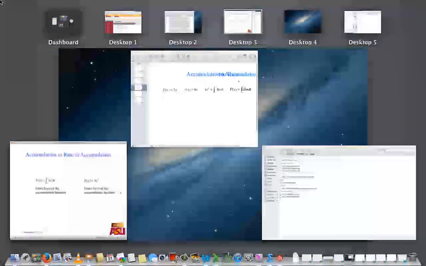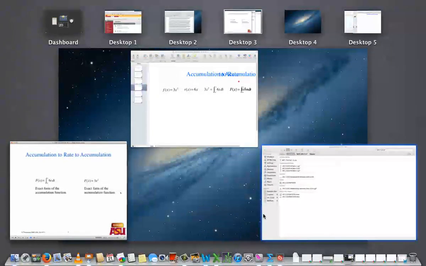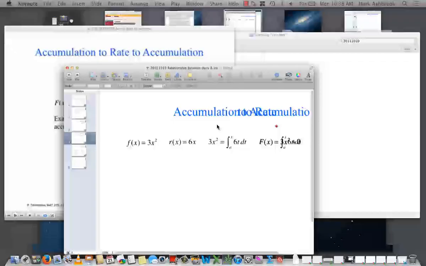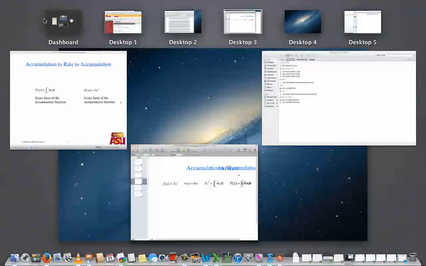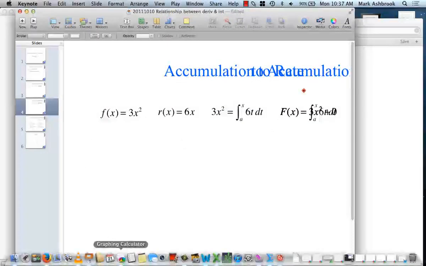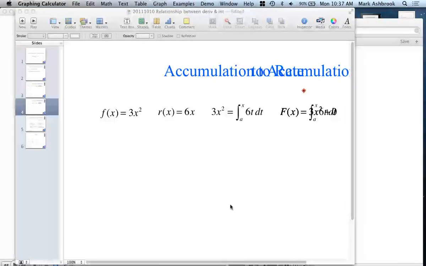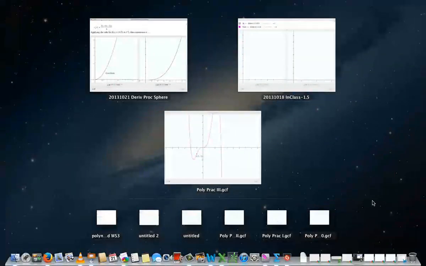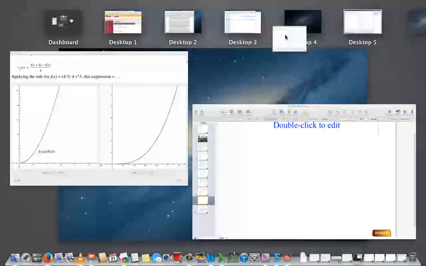Page. No, nothing's in the right place. Why does it move things? Let's try it there.